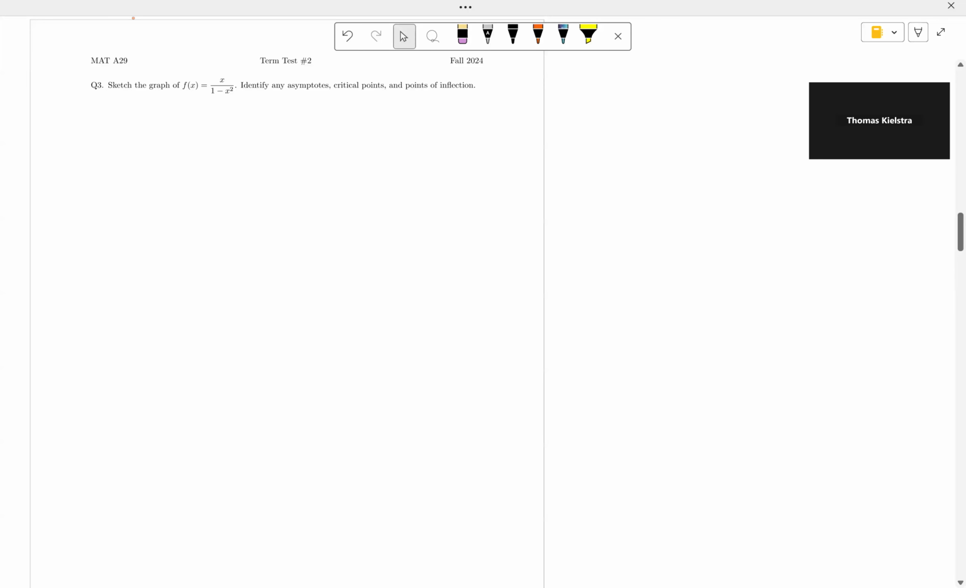So we're going to look at question 3 now, which is a curve sketching question. With this curve sketching question, we're asked to identify any asymptotes, critical points, or points of inflection. And here with the critical points, I like to start with critical values, and with points of inflection, I like to start with the location of potential points of inflection.